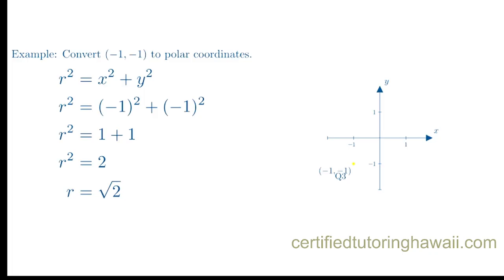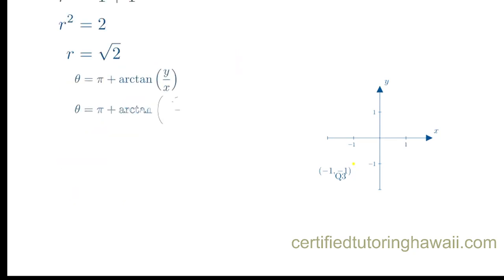Now for theta. Since the point is in quadrant 3, we use the formula theta equals pi plus arctan(y/x). Plugging in our values, we get theta equals pi plus arctan(-1/-1). This simplifies to pi plus arctan 1. We know that arctan 1 is pi/4. So theta equals pi plus pi/4, which gives us 5 pi/4.